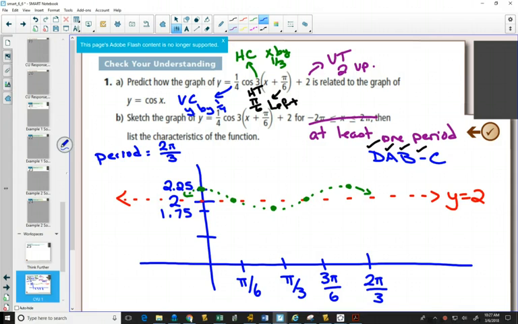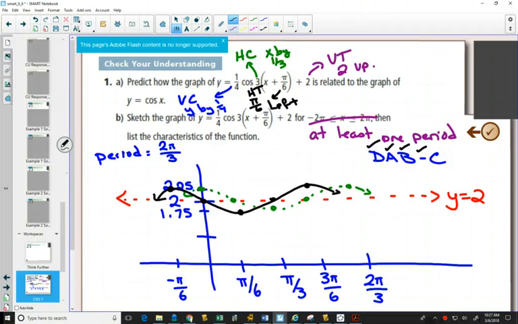The last thing that we need to do is to translate this. In this case, it's moved pi over 6 to the left. So over here, I'm going to label negative pi over 6, which is the same distance because my scale's already with pi over 6's. Move that point to the left, move this one to the left, move this one to the left, move this one to the left, move this one to the left. And we have our final graph.